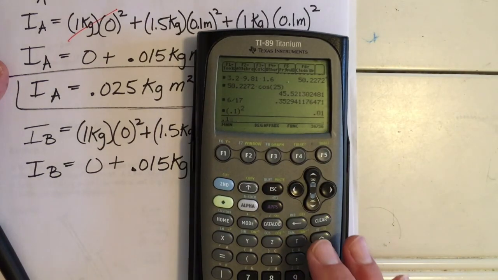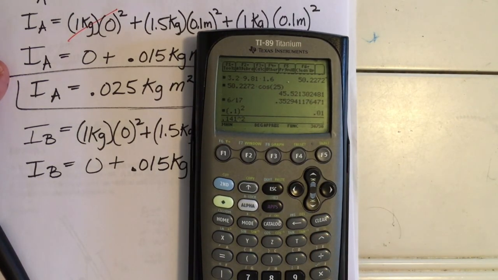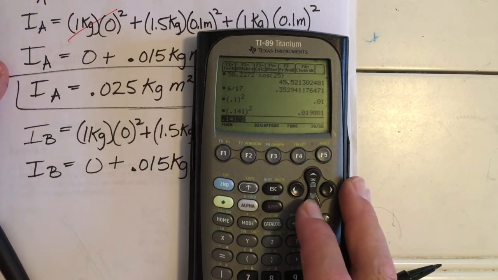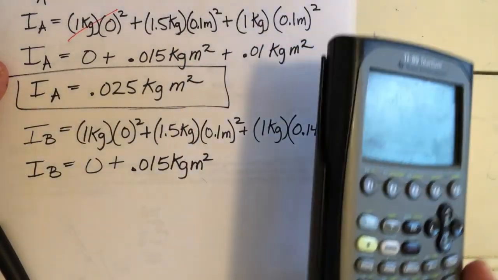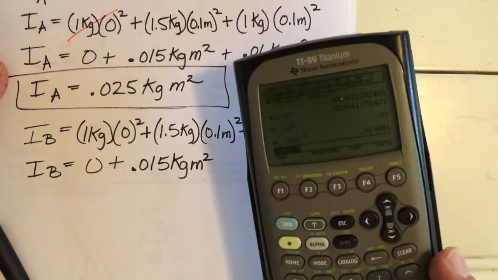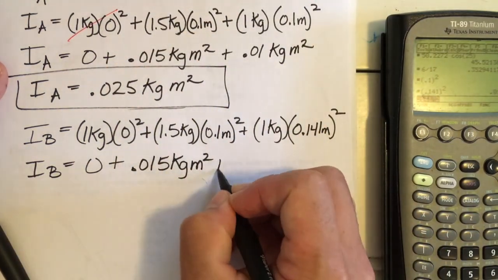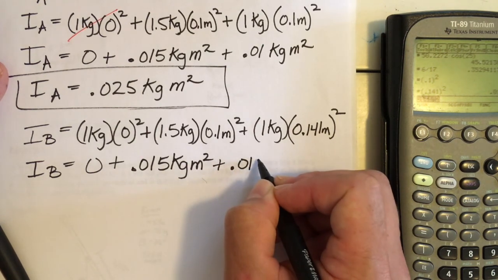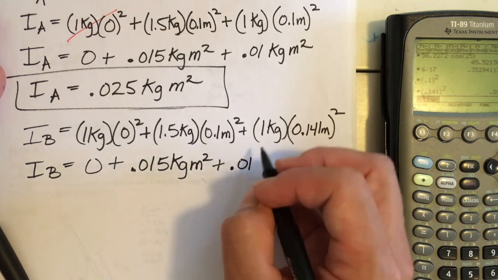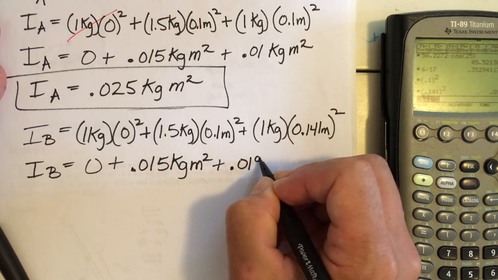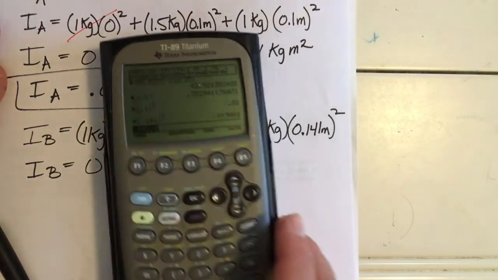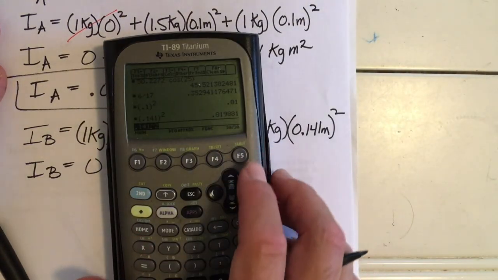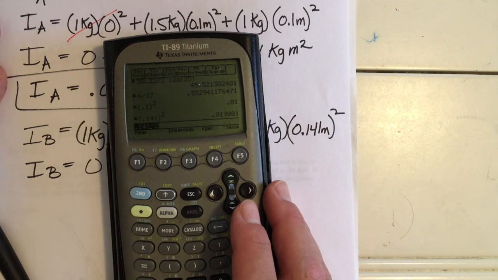And this is going to equal, what's 0.141 squared? That's going to be 0.019881, and we just multiply that by 1, so that's going to be our answer. So we're going to add that to 0.019881. We can round, right? I probably just want to round that to 0.020, and just keep it there.